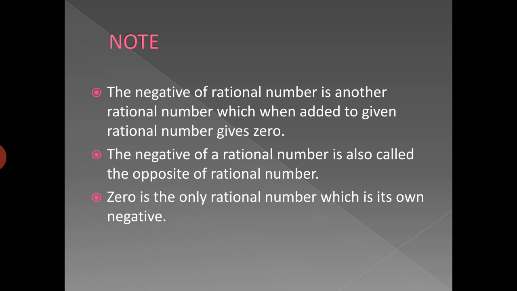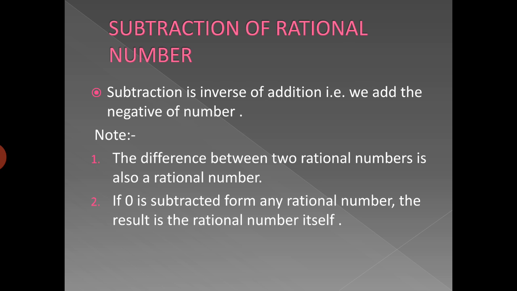The negative of a rational number is another rational number which, when added to the given rational number, gives us 0. We know that when we add a rational number with its additive inverse, the number we get is 0. The negative of a rational number is also called the opposite of the rational number. 0 is the only rational number which is its own negative.